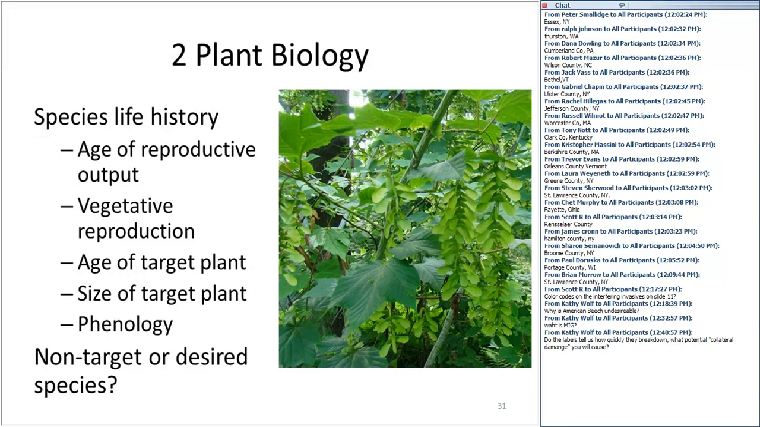So every species, and this is just an example of striped maple, has characteristics that you need to know about in order to pick correctly the treatment options. And at the same time, when you're thinking about the plant biology of the target species, think about the plant biology of non-target or desired species that are either present or you would like to be present.